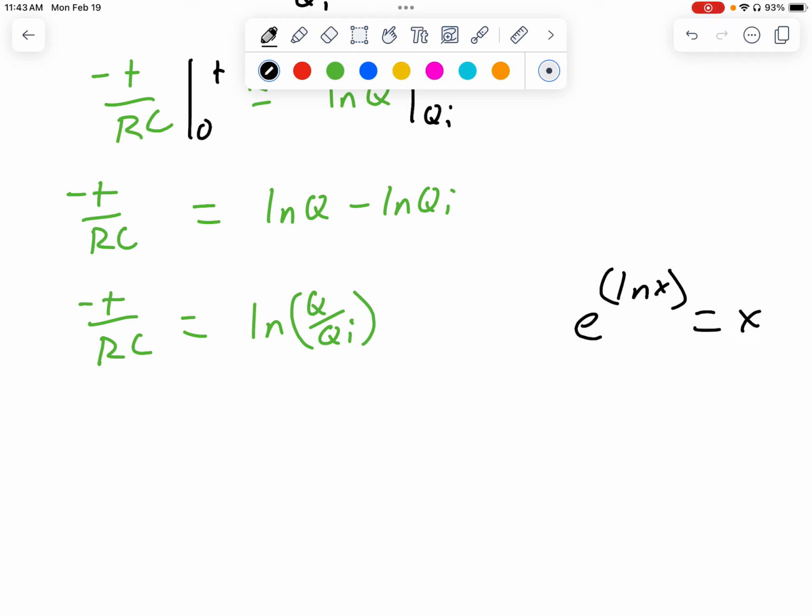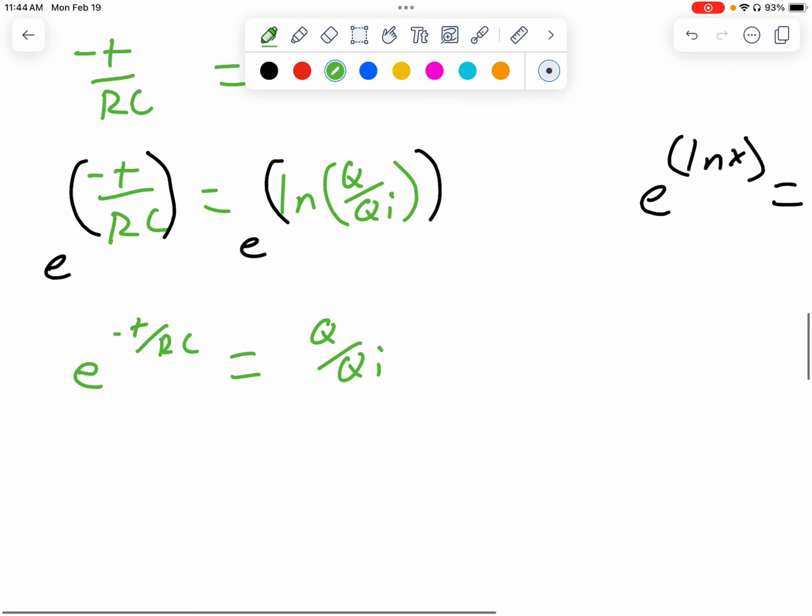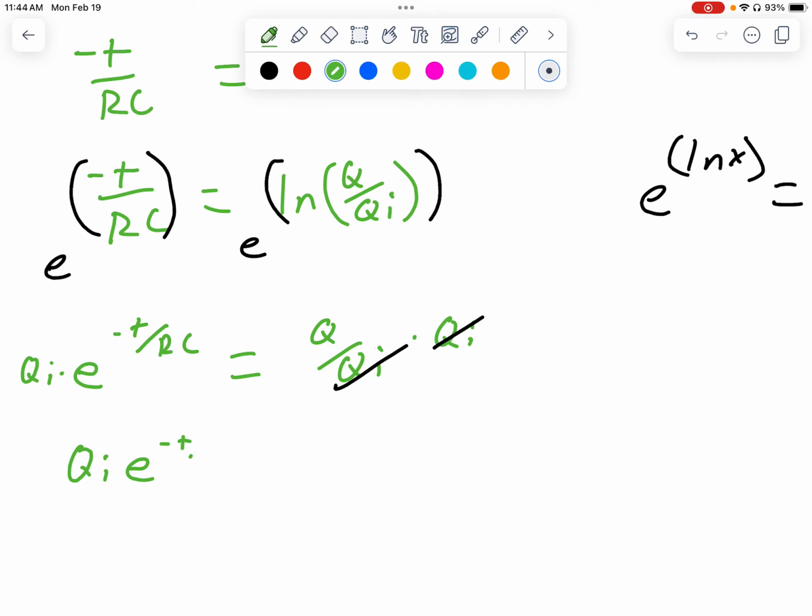That's one of the tricks that comes up a lot with these exponentials and natural logs. If I apply this operator, on the left-hand side I would still just have e to the negative t over RC, but on the right-hand side I get rid of the natural log and I'm left with the ratio of Q over Q initial. I'm getting closer here. Then I'm just going to multiply both sides by Q initial, and I'm left with initial charge times e to the negative t over RC is equal to Q.